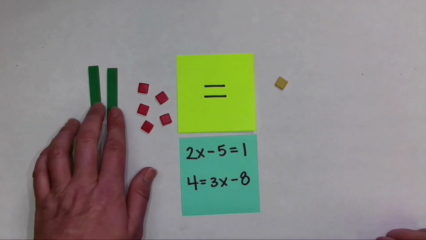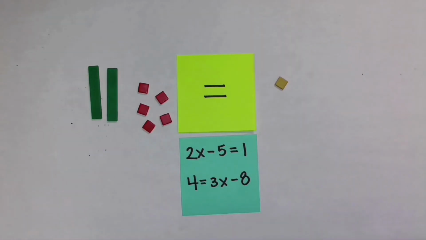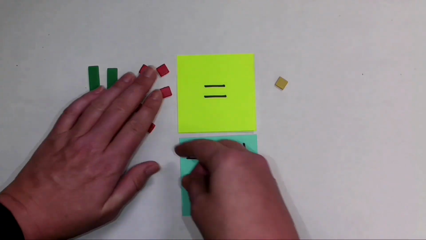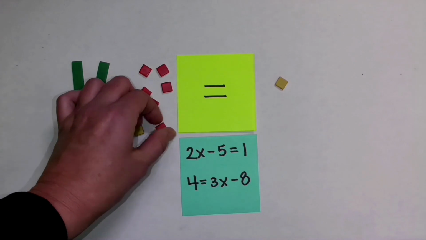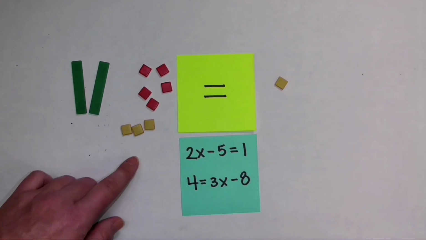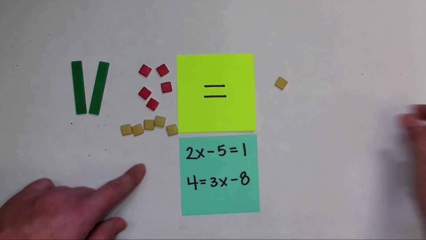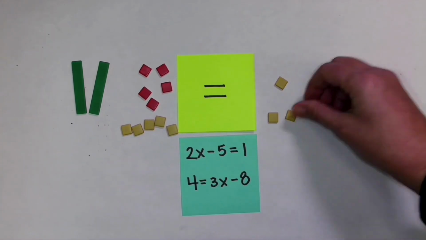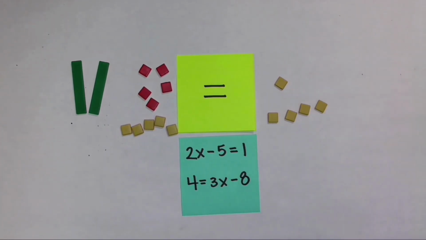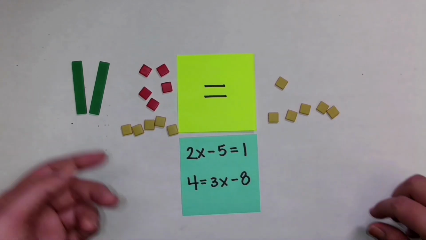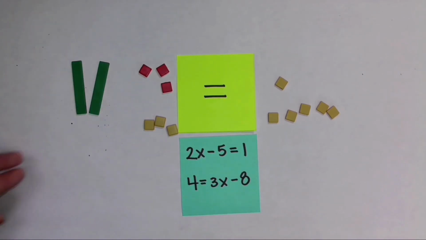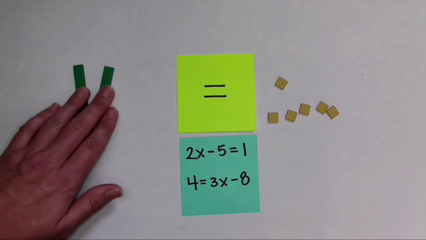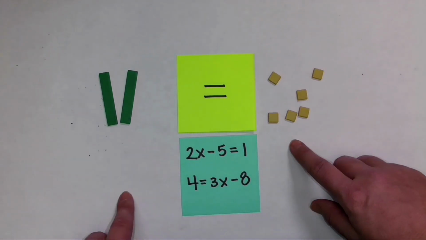Now we want to isolate this variable by removing the constant. And we remove the constant by creating 0 pairs. I'm going to bring in 5 positive counters, so to create 5 0 pairs here. But remember, whatever we do to this side of the equal sign, we also have to do to that side of the equal sign. So that means I'm going to bring in 5 positive counters right there. Now I'll create my 0 pairs and remove them from the mat. There's a 0 pair, there's a 0 pair, another 0, another 0, and another 0 pair. And so now I have 2x equals 6.